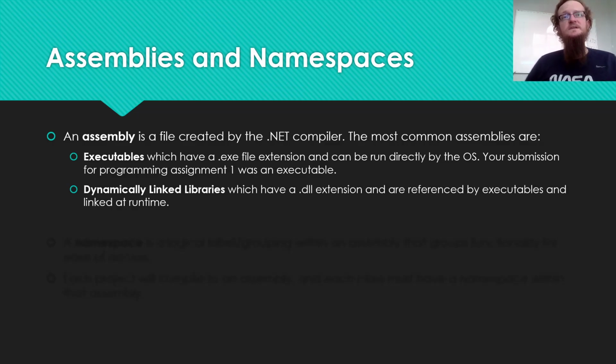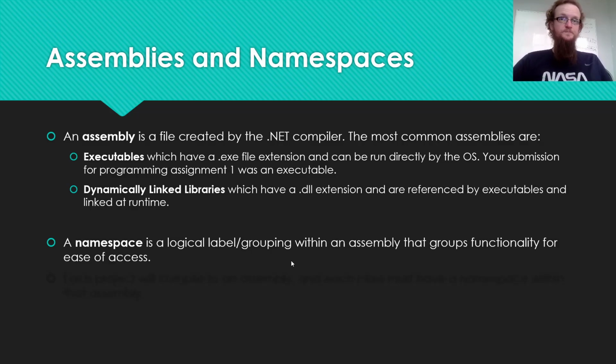The alternative to an executable is a dynamically linked library, which has a .dll extension, and these work exactly the same way as C or C++ libraries. They don't have an entry point, but they can be referenced by code that does have an entry point, which is an executable. So you have something like an application that is an executable, and you have something like a library that is a dynamically linked library in C#.